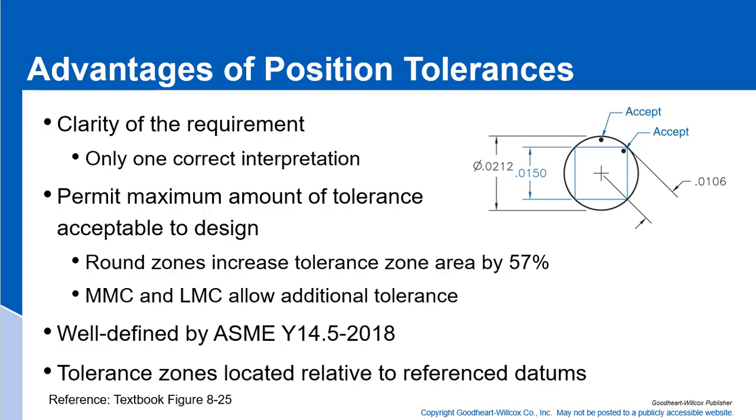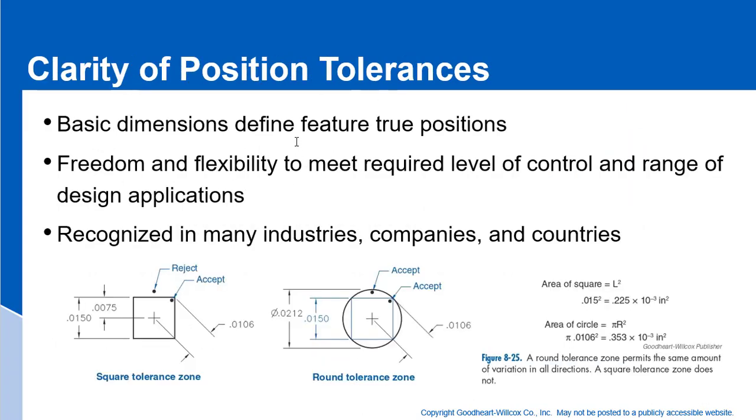So let's talk about clarity of this position tolerance. A basic dimension defines the feature's true position. Freedom and flexibility to meet the required level of control and range of design applications helps too. And this positional tolerance is used in all industries, companies, and countries.